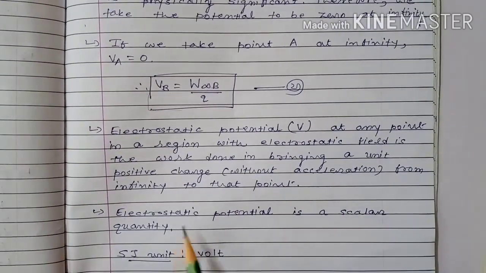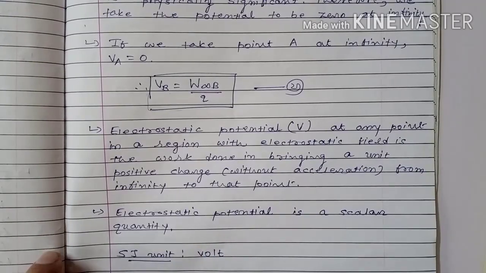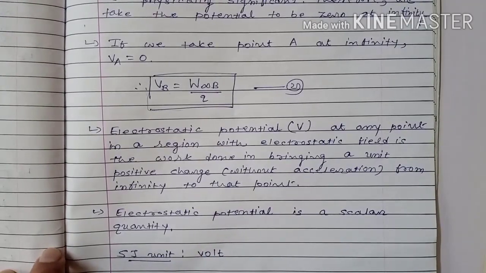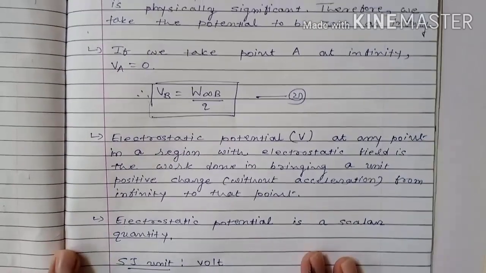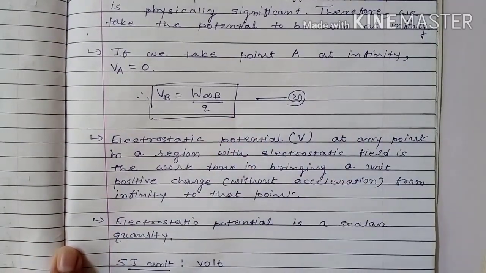As I told you, electrostatic potential is a scalar quantity. So SI unit of electrostatic potential is joule per coulomb, and that is called volt.